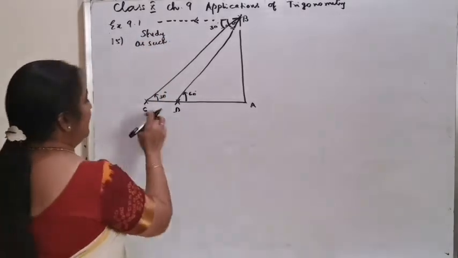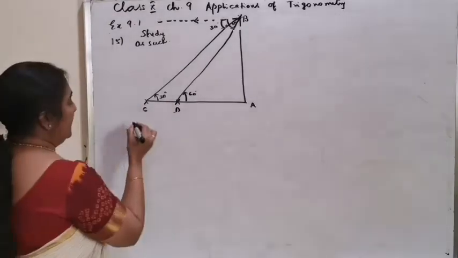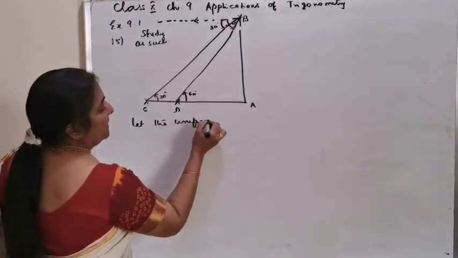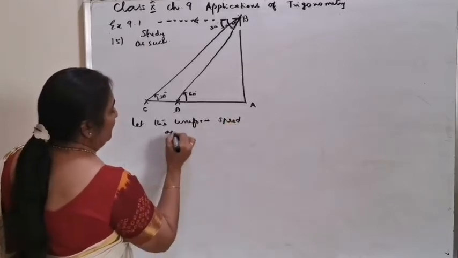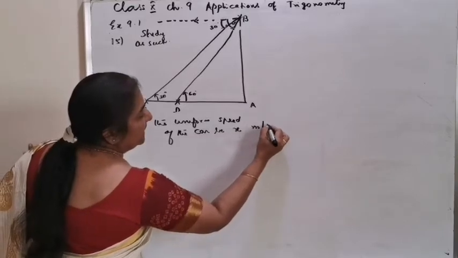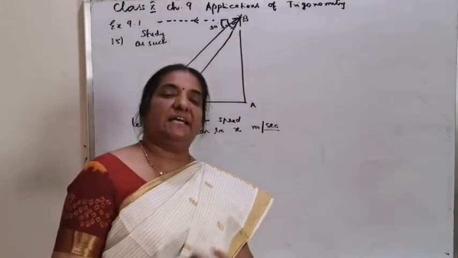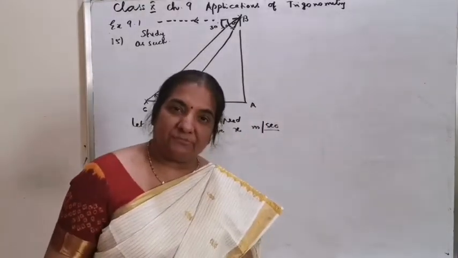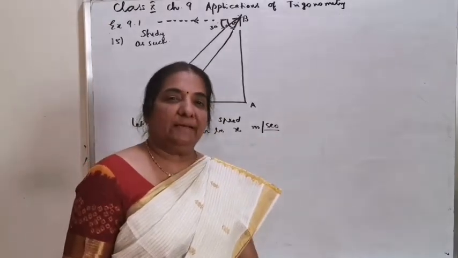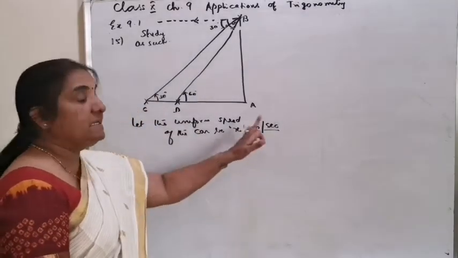Now, here the first statement is, I told you to underline the word uniform speed. Let the uniform speed of the car be x meter per second, because the question is after 6 seconds. That is why we have taken it as meter per second. Suppose the question is after 6 minutes, you take it as x meter per minute. There is no problem in that. So let the uniform speed of the car be x meter per second.